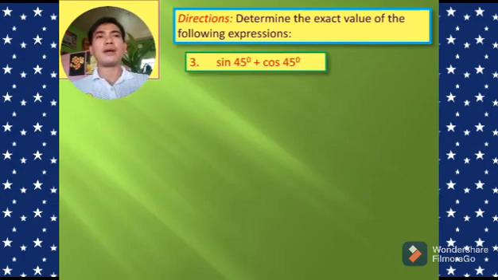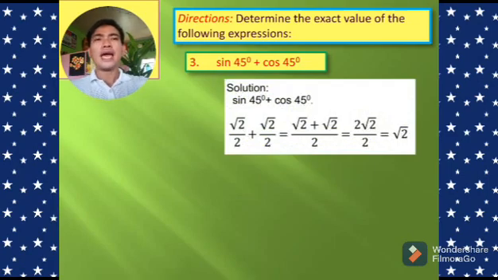Sine 45 degrees plus cosine 45 degrees. Very easy. So from the table, sine 45 degrees is square root of 2 over 2 and cosine 45 degrees is square root of 2 over 2. Combine them together, you would have therefore 2 square root of 2 over 2. So can we still simplify 2 and 2 below? Yes, that could be equal to 1. So the final answer is square root of 2. Okay? Is there any question?